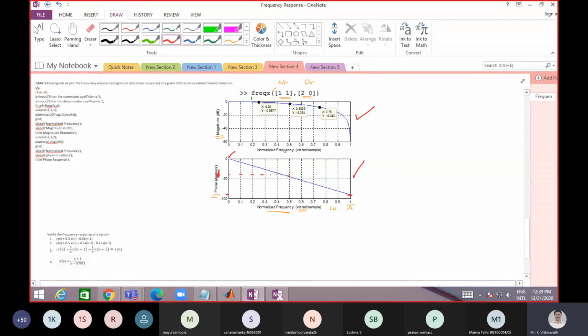So the frequency response of the system, which is defined using a linear time invariant difference equation, we have plotted it. The code for the same looks like this.